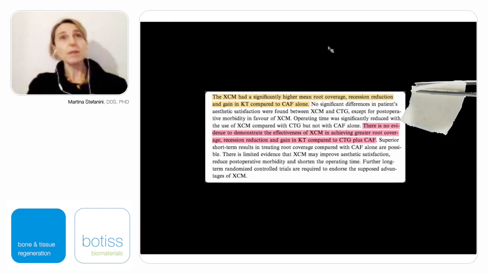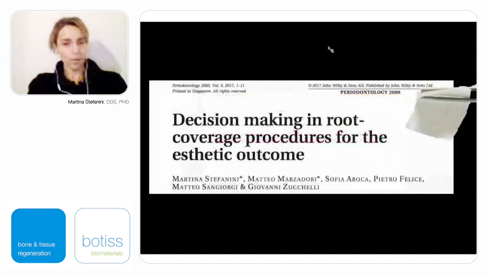And this is my objective today. I would like to give you some suggestions in order to understand when it's possible to apply the collagen matrix instead of connective tissue graft in order to obtain the same result, meaning complete root coverage and increase in thickness, but reducing the morbidity for our patient.